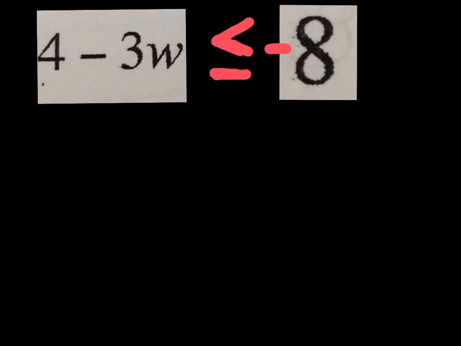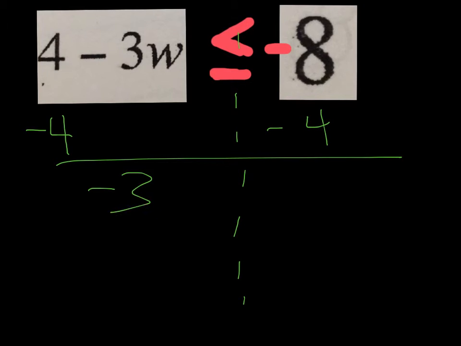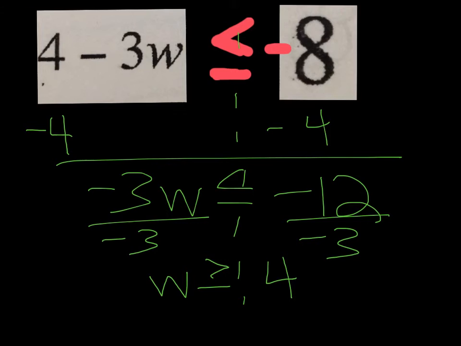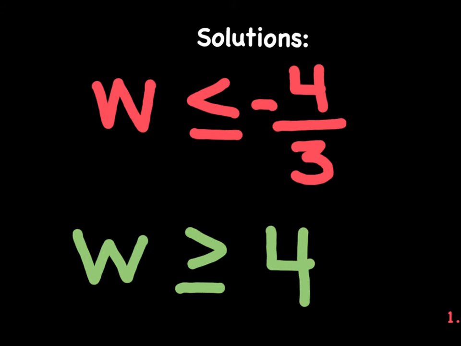To solve the second inequality, we're going to do it almost the same. We subtract 4 from both sides again. This time we're left with negative 3w is less than or equal to negative 12. I'm going to divide by negative 3 again, causing me to switch my sign, making it w is greater than or equal to 4. These are the solutions that I got to the inequality.